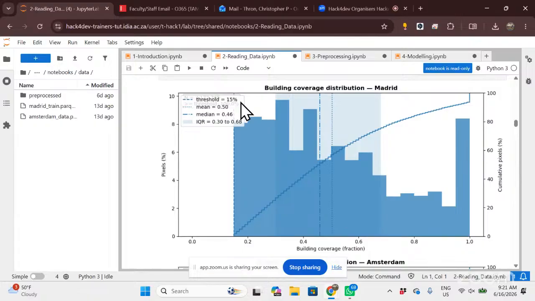So we can see here, this line is the median, and this line is the mean. Those are two different statistical measures. Median means 50% below, 50% above. Mean means you take the average.